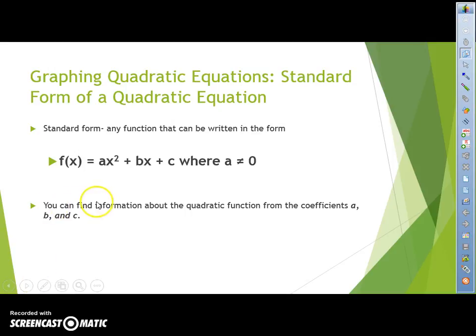So here we have the standard form of a quadratic again, ax squared plus bx plus c, where a obviously does not equal 0. And using our a, b, and c values, we're going to be able to find out some information about the quadratic function that we're given.